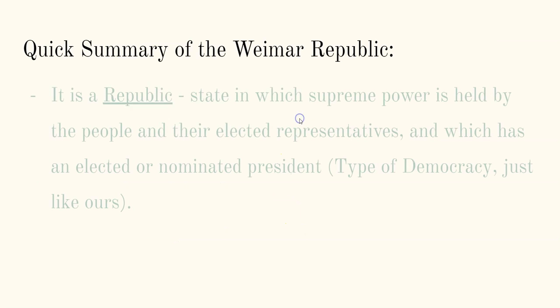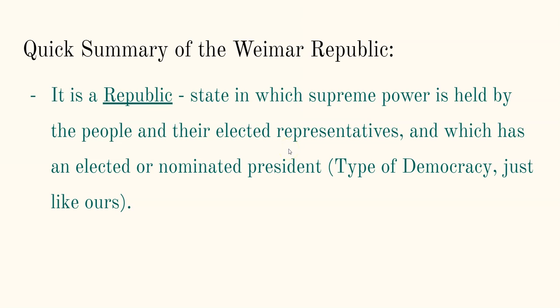To quickly summarize it, it is what we call a republic. A republic is a state where the supreme power is held by the people and their elected representatives, and which has an elected or nominated president. That means people vote for certain people, who in turn represent them, and vote again. So essentially, instead of people in Germany all voting on every single issue, they vote on specific people that represent them, and then these people will end up deciding what happens.